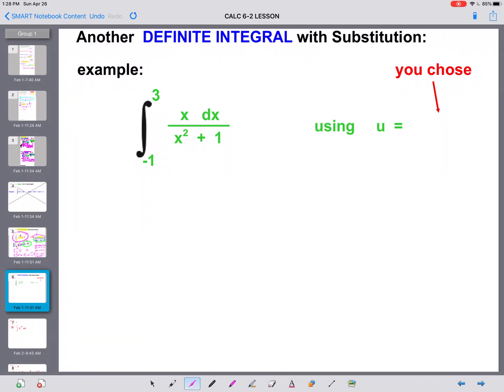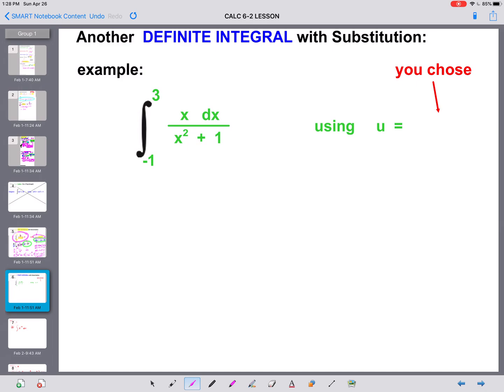Okay, here's part 3 of lesson 6.2. Last problem to do here. Again, it's a definite integral, so I'm going to be able to check this on my calculator at the end. Okay, first of all, it's a complicated integral. That's why I'm going to use substitution.